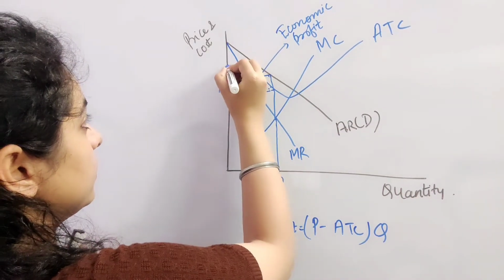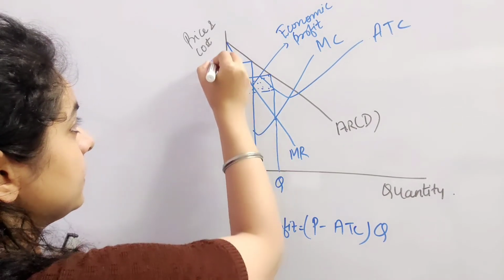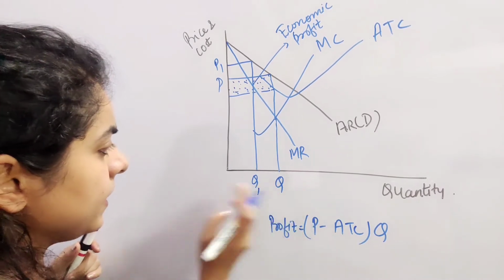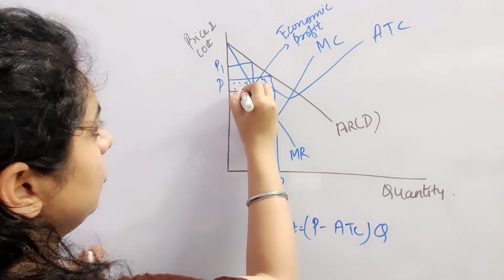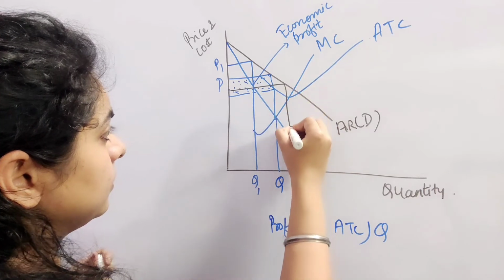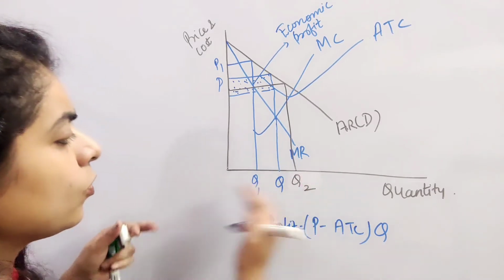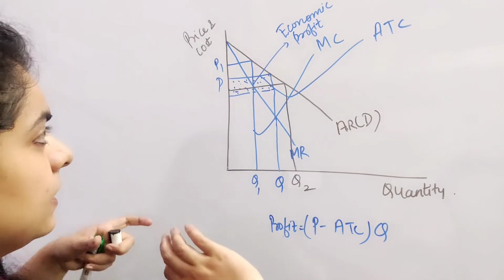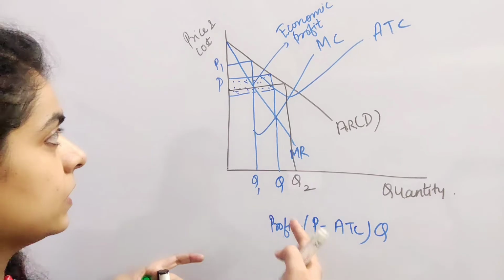So if a higher price is charged for fewer units, and a lower price is charged for those consumers who buy more units, more quantity, what will happen to the economic profit of the monopolist?